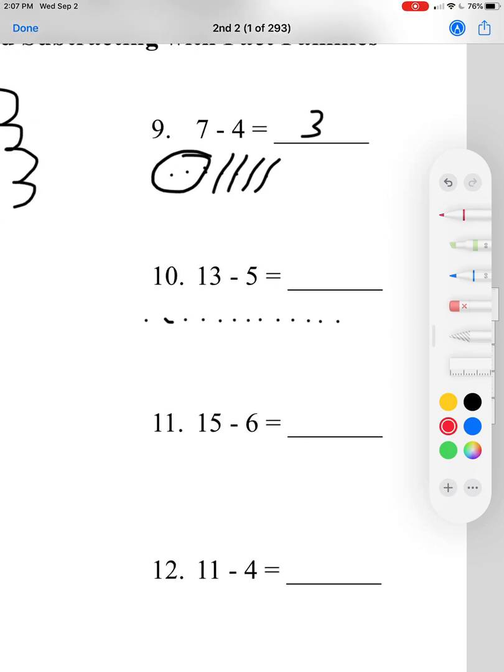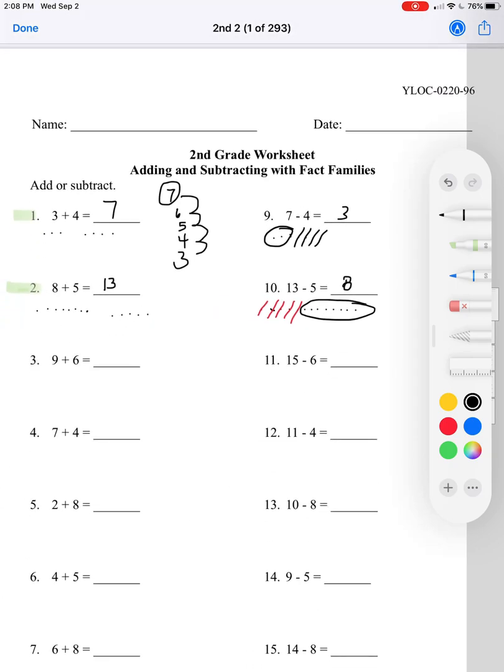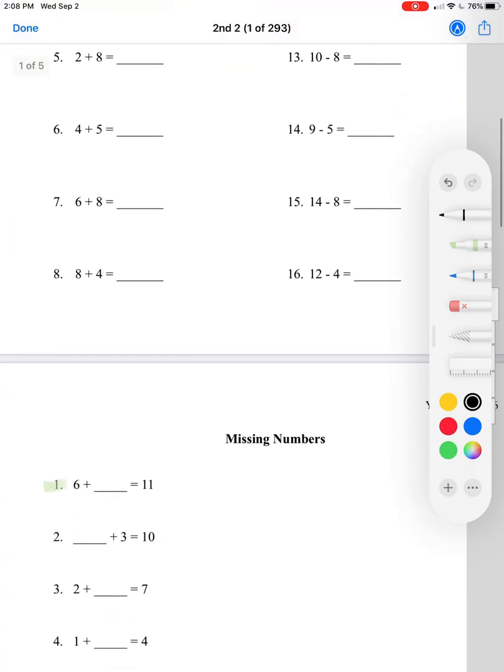Now we're going to be taking away 5. 1, 2, 3, 4, 5. If you count the remaining, 1, 2, 3, 4, 5, 6, 7, 8. Now you know that these questions are related. They're using the same numbers again. 8, 5, 13, then 8, 5, 13 here as well.